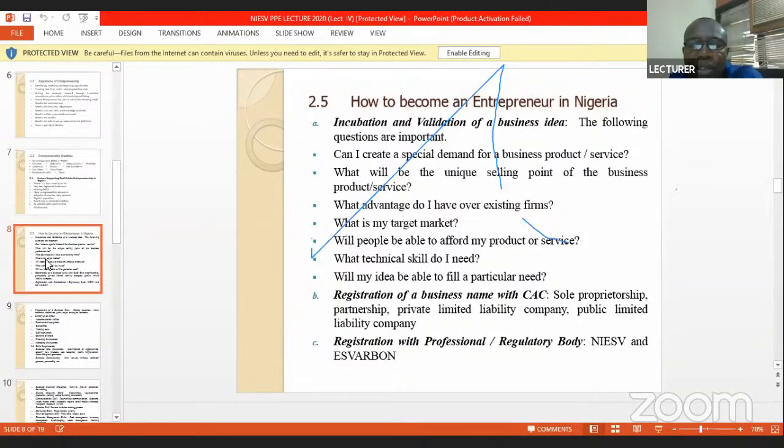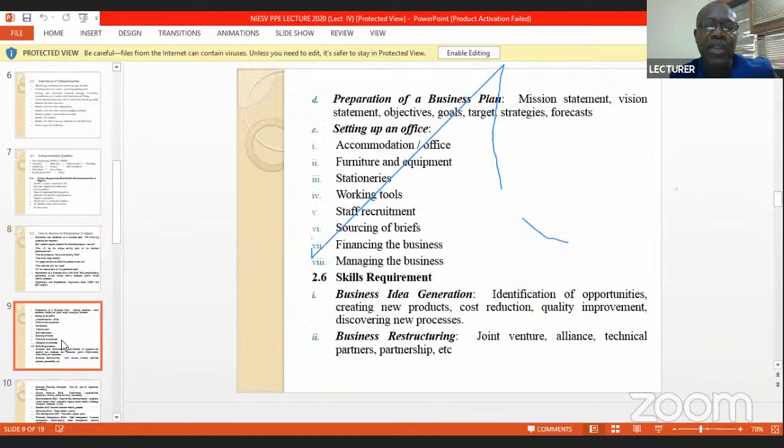The next one is, after registering your business name, you must register with a professional body and a regulatory body. In our own case, you need to register with the institution and the board. Register with the Nigerian Institution of Estate Surveyors and Valuers, and at the same time, register with the Estate Surveyors and Valuers Registration Board of Nigeria. They are our regulatory body.